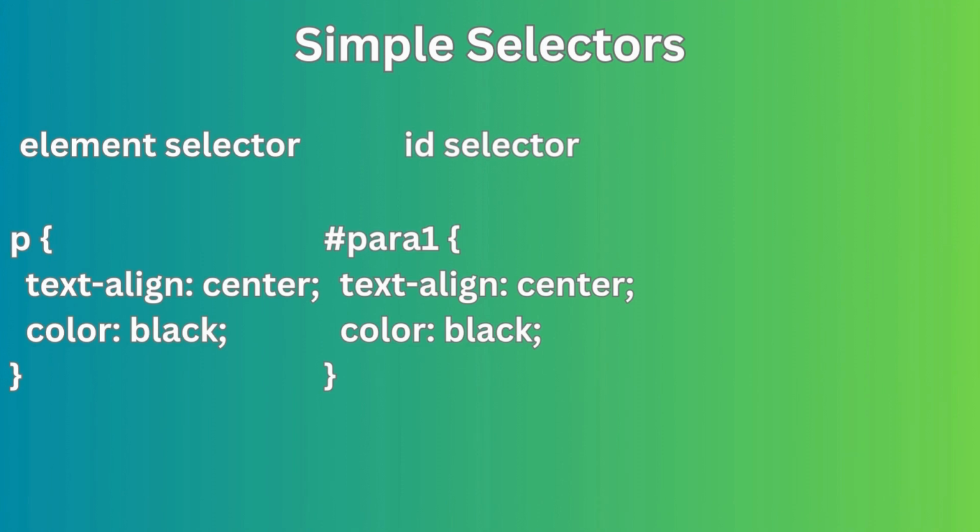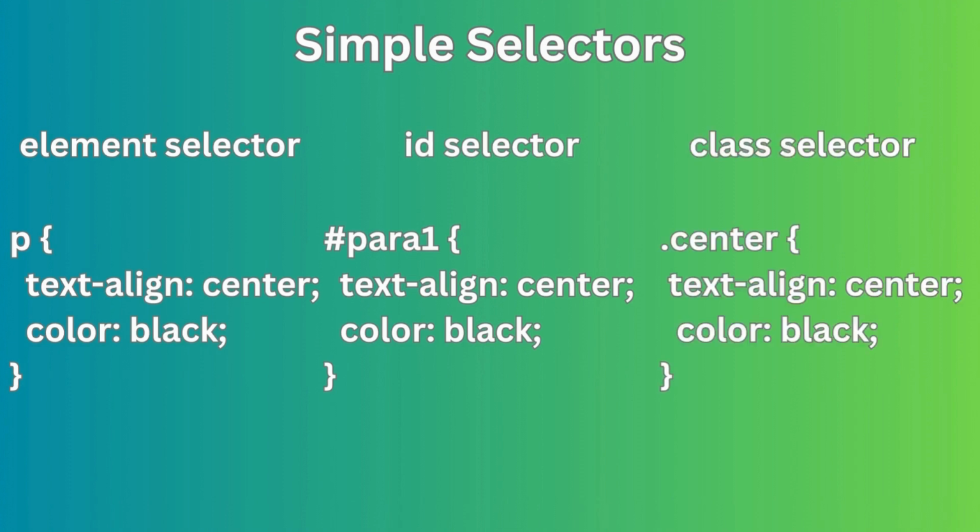The ID selector then uses the ID attribute of an HTML element to select a specific element. And since the ID of an element is unique within a page, the ID selector is used to select one unique element. In contrast to the element selector, the ID selector begins with a hash character followed by the ID of the element. In this other example here, we have a class selector which selects HTML elements with a specific class attribute. To select elements with a specific class, we write a period character followed by the class name.